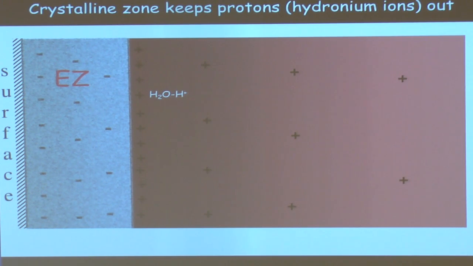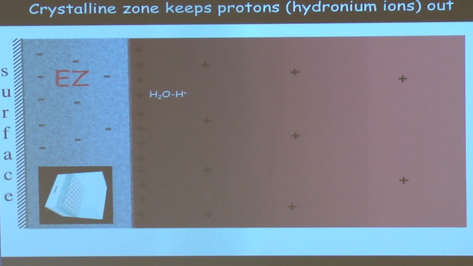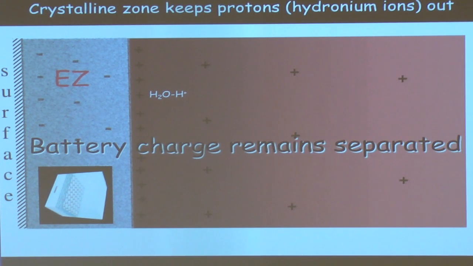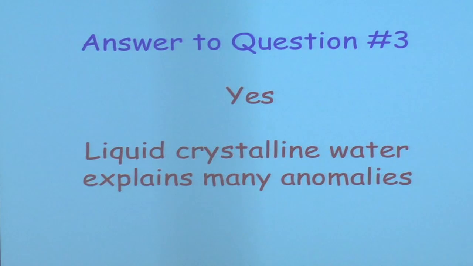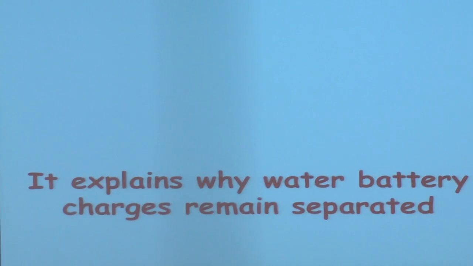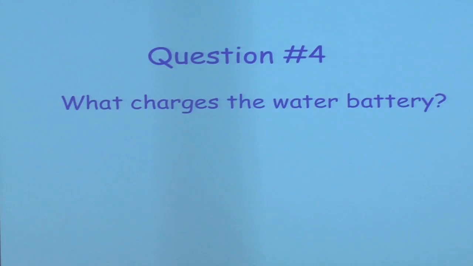Well, it's possible because the structure, as I mentioned to you, has openings that are really small. And these are actually hydronium ions, a proton stuck to water, bigger than a water molecule. Even though it wants to penetrate, it's too big, so it stays out. So the battery charge remains separated. So the answer to the third question is yes, liquid crystalline water explains many anomalies. It explains why the water battery charges remain separated.